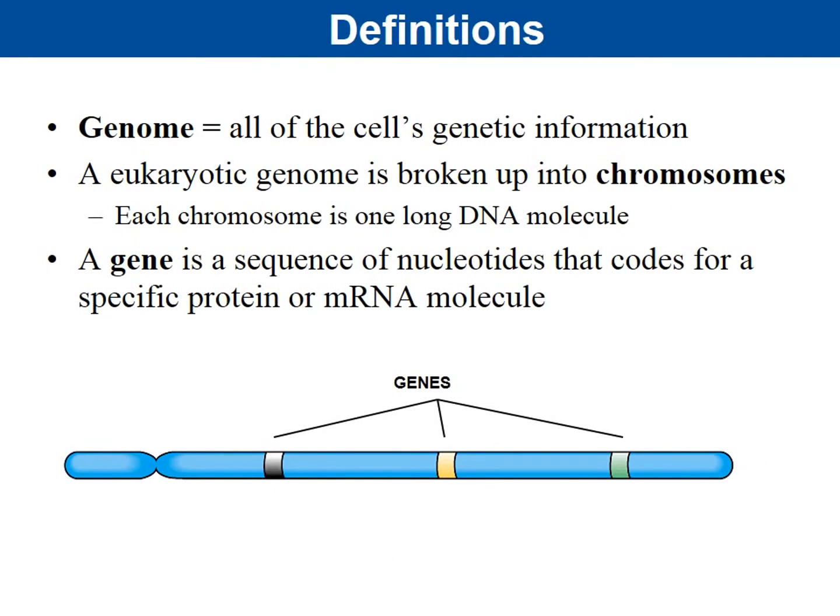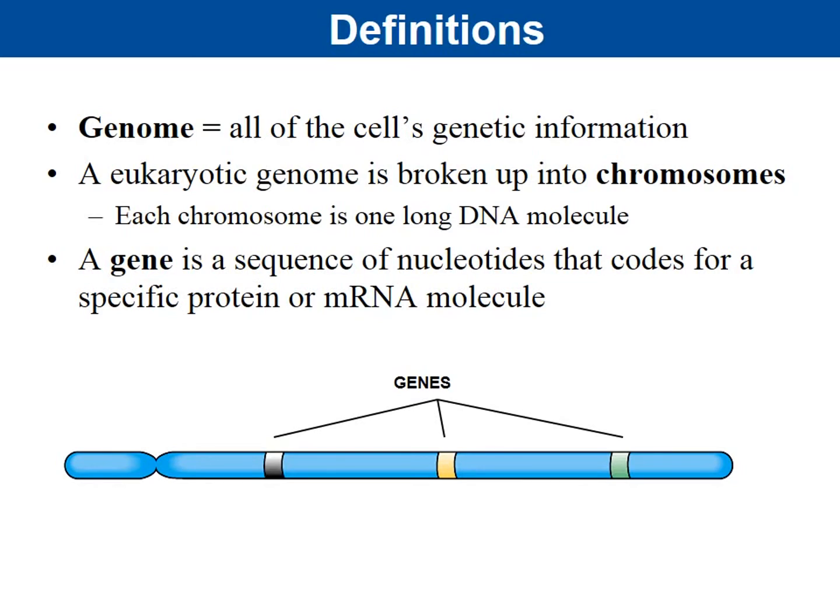Now, a genome is all of the cell's genetic information. A eukaryotic genome is broken up into chromosomes, and remember that each chromosome is one long DNA molecule. If you look at your somatic cells, all the cells in your body that are not used for reproduction, your somatic cells have 46 DNA molecules, 46 chromosomes, and each one is one long DNA molecule.